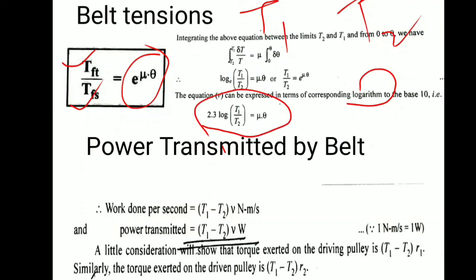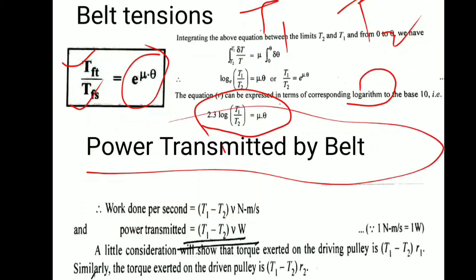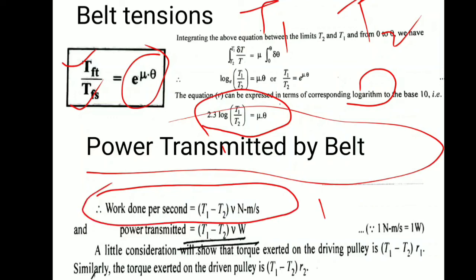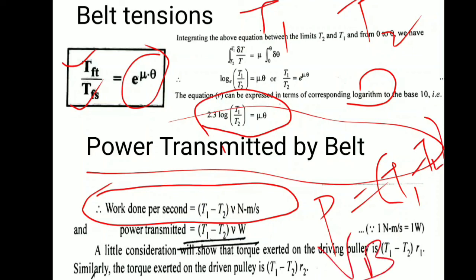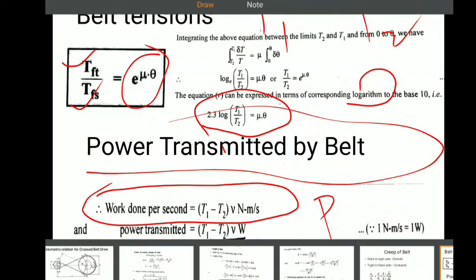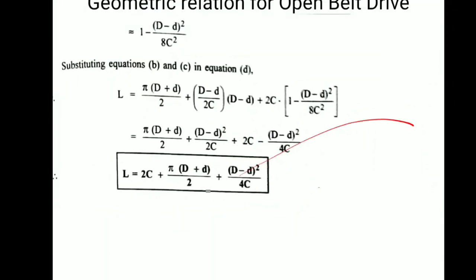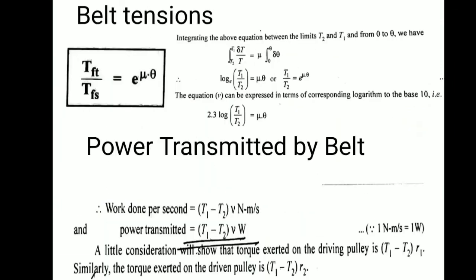What is the power to be transmitted? How much power is transmitted by the belt? I think you have studied this in BME, basic mechanical engineering, in first year. Power is calculated as work done per second, which is equal to (T1 minus T2) into velocity. So the equation is power is equal to (T1 minus T2), or (TFT minus TFS), into V_B, the belt velocity. This V is nothing but the belt velocity. Many books have referred to it as VB also. So don't get confused, the relation is the same everywhere. The work done is directly (T1 minus T2) into belt velocity.